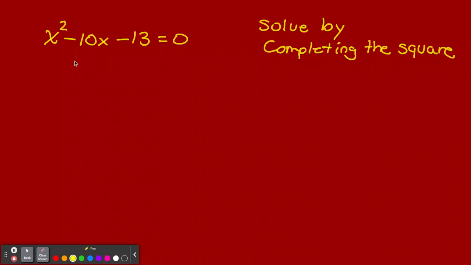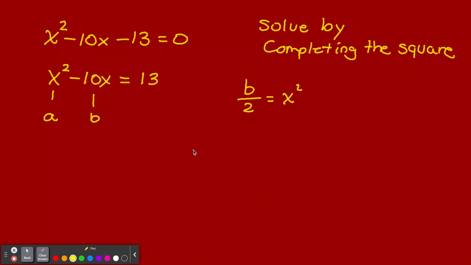Before we do anything, we should get that negative 13 out of the way. We'll add it on both sides. Remember, when we're completing the square, we're dealing with the b term. This is the a term, that's the b term, and the third term would have been the c term. With the b term, we always divide it by 2, and whatever answer we get, we square it. So we take negative 10 divided by 2, get negative 5, and square it. We get 25, and it will always be positive.